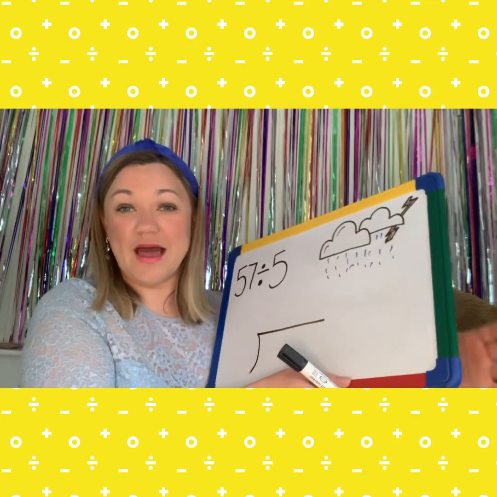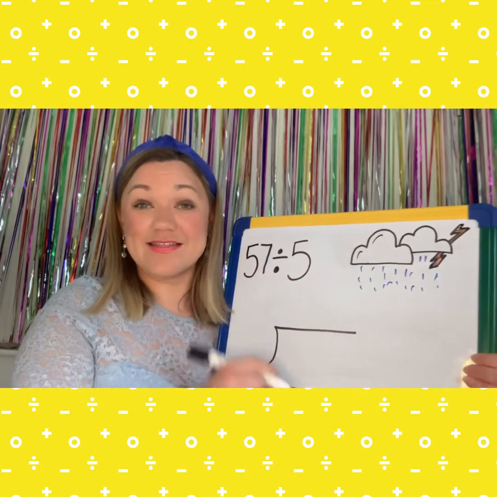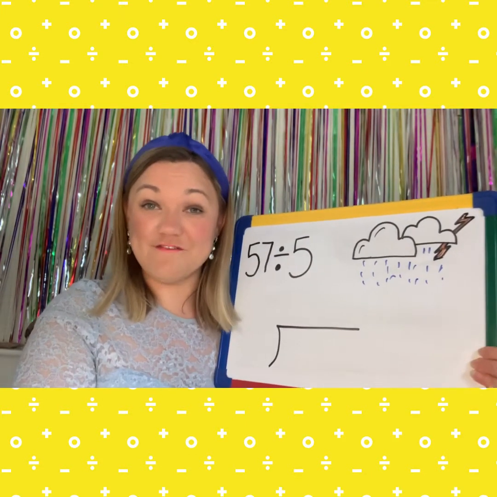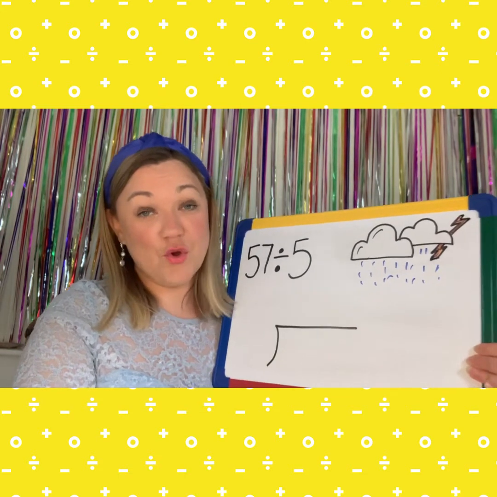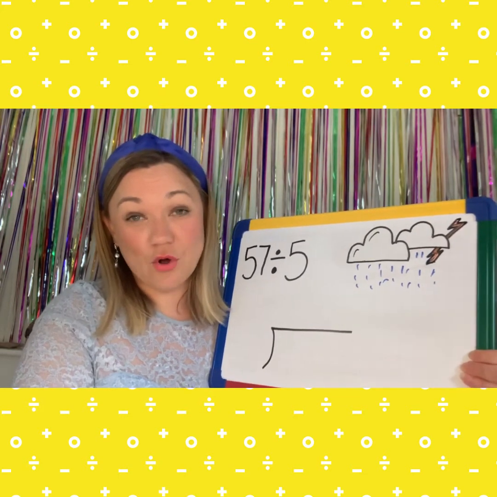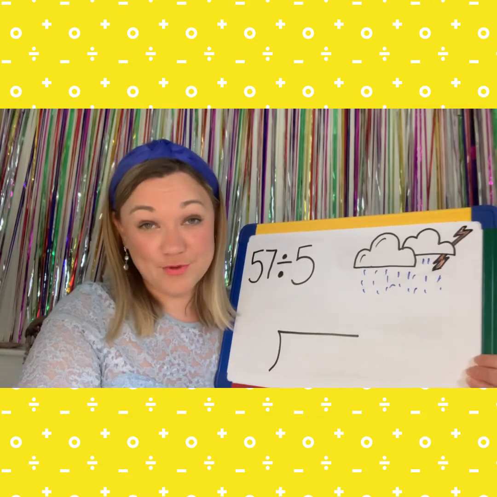Now, I have got a calculation here that says 57 divided by 5. So knowing the 5 times table or being able to count up in 5s will help you for this one.